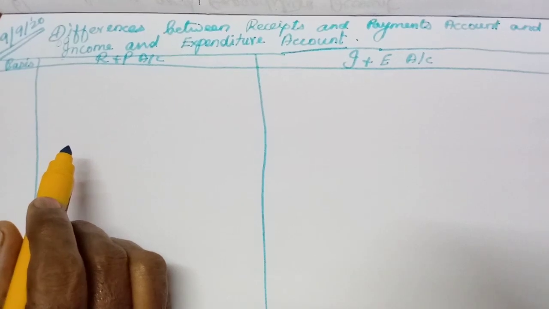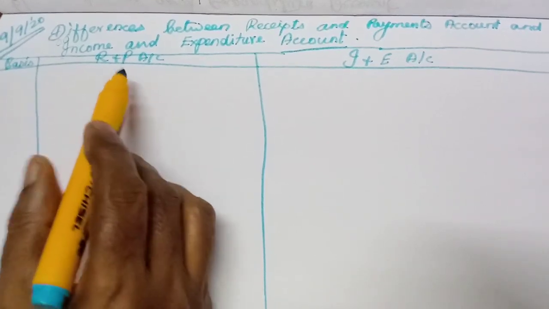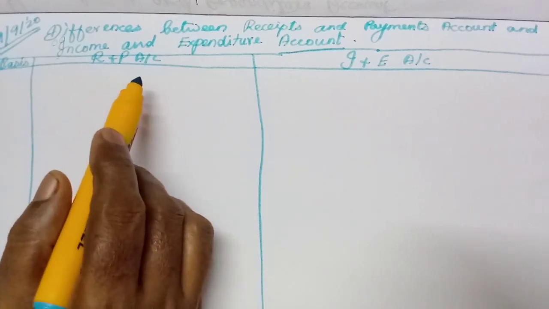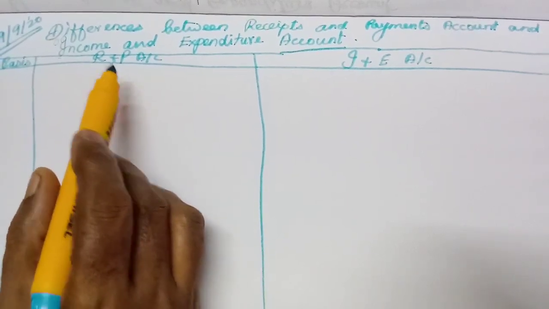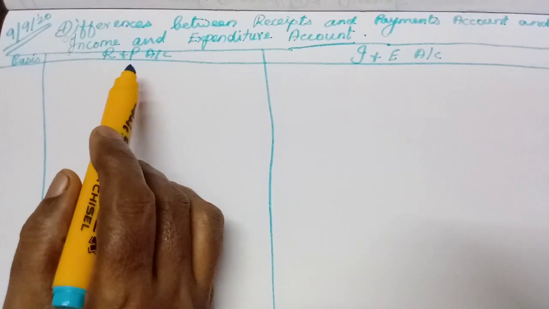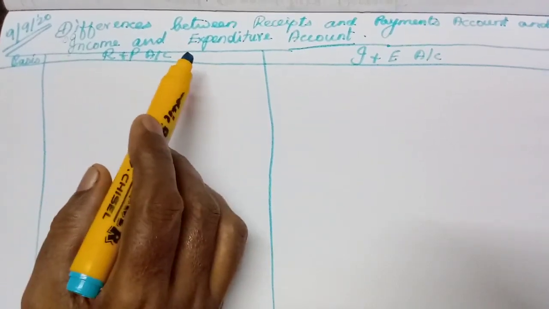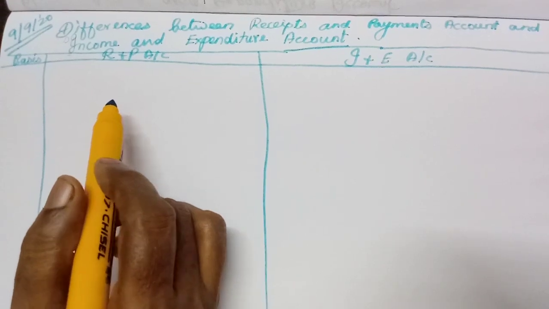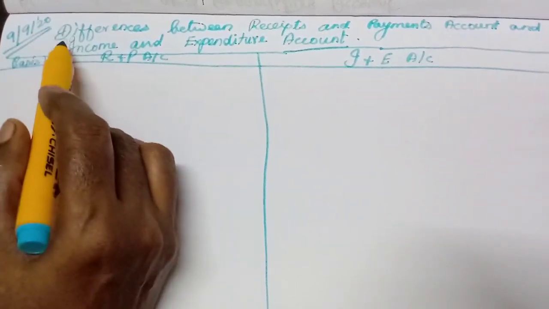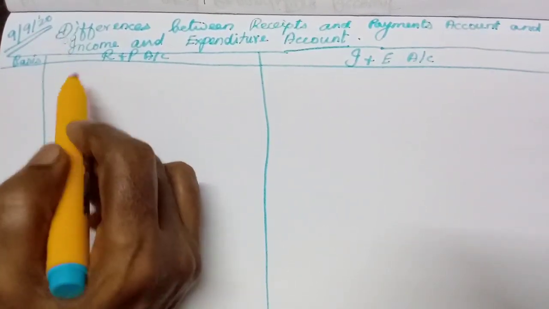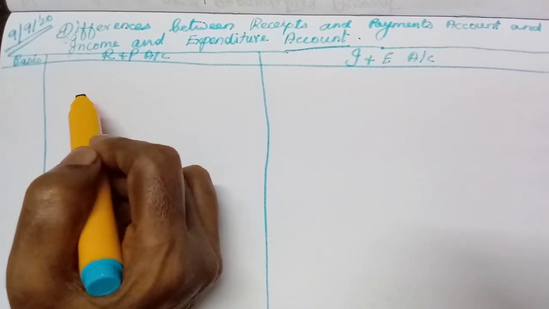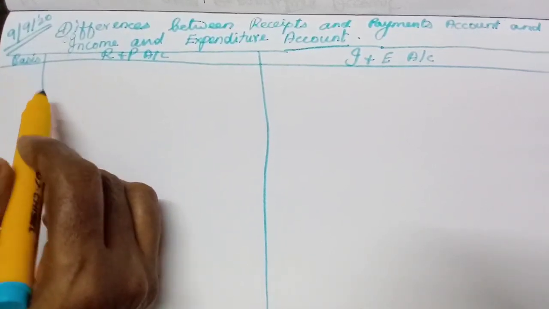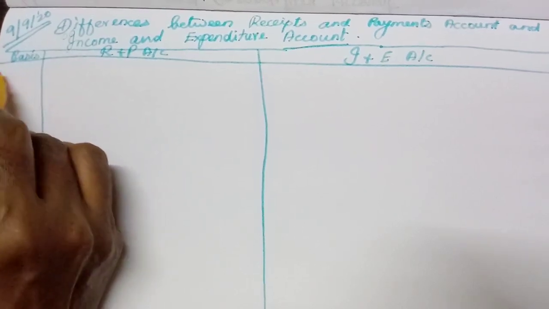Today we are going to learn first the differences between receipts and payments account and income and expenditure account. We know very well because we are learning these both accounts only till now. It is very easy and it is the 3-mark question. So you have to study. Only 6 points are available. You learn all those things, and any 3 or 4 you have to write. Okay. Basis. First one, purpose.